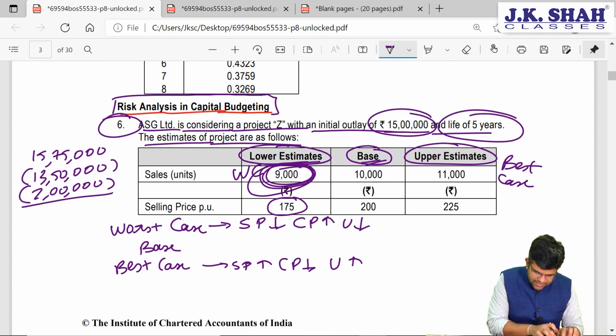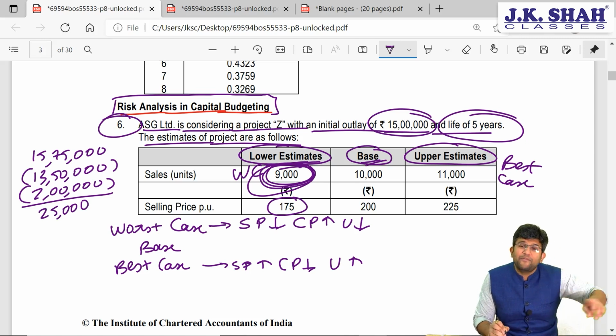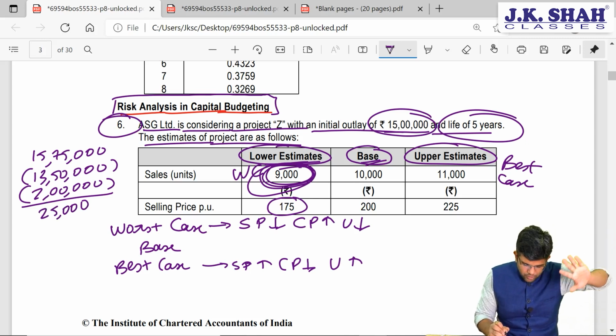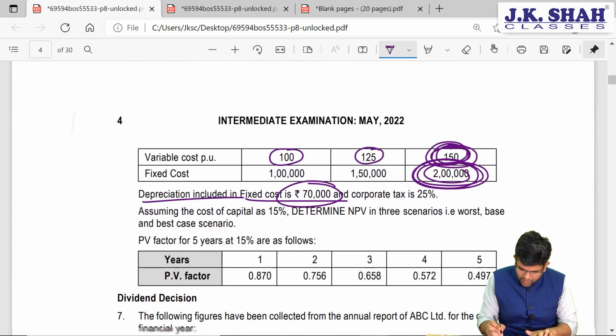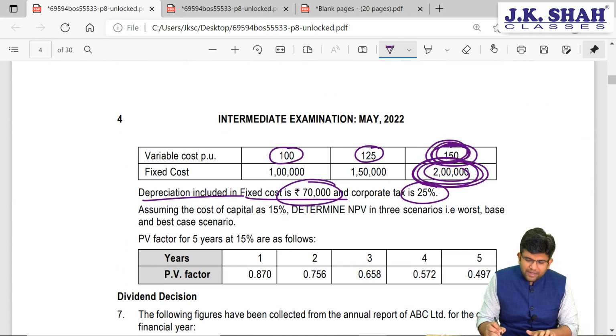15,75,000 minus 13,50,000 minus 2 lakh, if I do, I get 25,000 rupees. Now children, this is not net profit before depreciation and tax, because depreciation is already embedded in this 2 lakh rupees. So this straight away becomes net profit before tax. Everyone clear? From this net profit before tax, we have to simply subtract the tax at 25%.